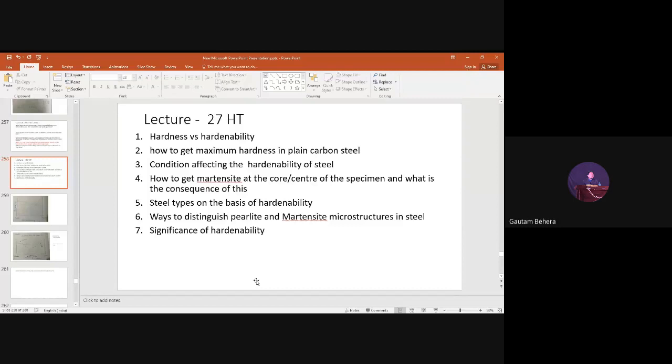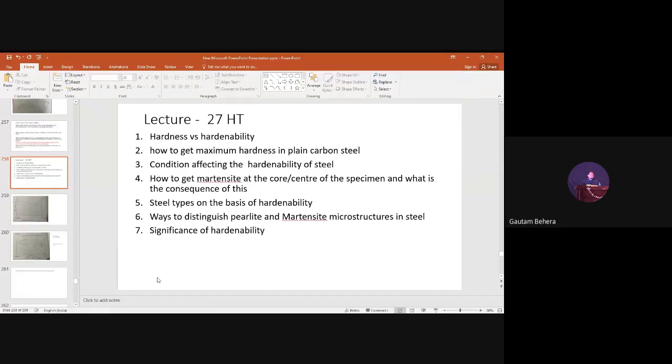On the basis of hardenability, we can have different types of steels. We'll discuss that. And ways to distinguish pearlite and martensite microstructure in the steel. Suppose in your steel you have different microstructures at different cross sections, right? From the surface you'll have martensite, and at the core you'll have pearlite. So how to distinguish them, or how to identify the microstructure, or how to distinguish martensite and pearlite.